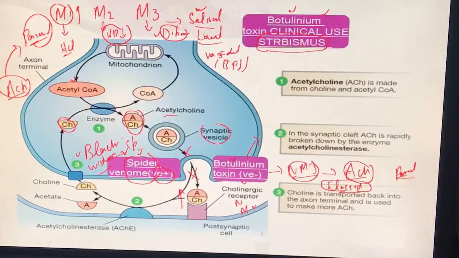When spider venom enters your body, what happens? Overstimulation of the parasympathetic system: more function of M1, M2, M3, all these functions increase, and parasympathetic activity increases. This is about the botulism toxin and spider venom. This is a summary of what happens at the nerve terminal when it releases acetylcholine, how it is released, and how it acts. Okay, in the next section I will discuss the drugs of the parasympathetic system in detail.